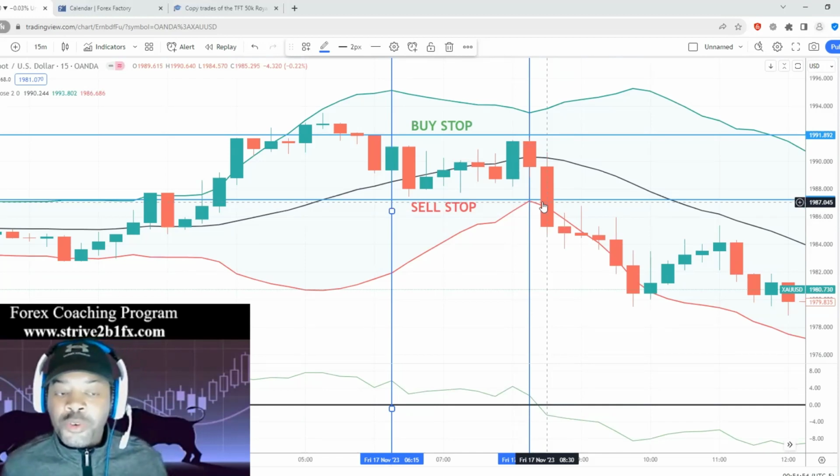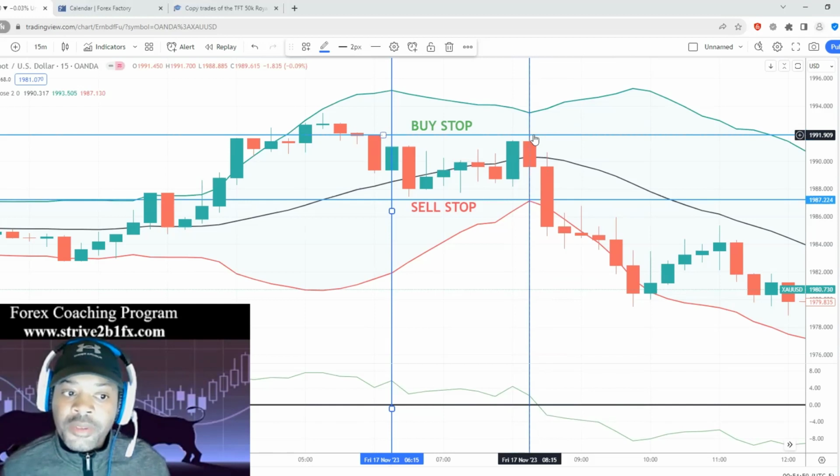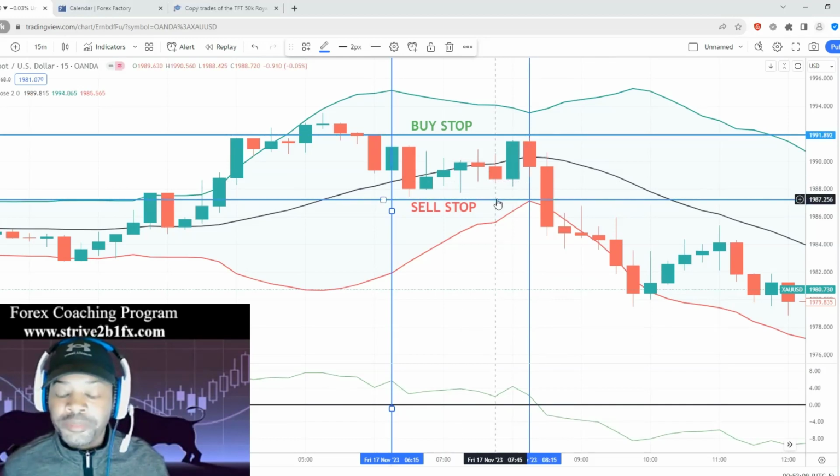And then, of course, when it comes to setting your stop loss, you want to use the resistance area for your stop loss if you're selling. And then if you're buying, you want to use the support zone for your stop loss.